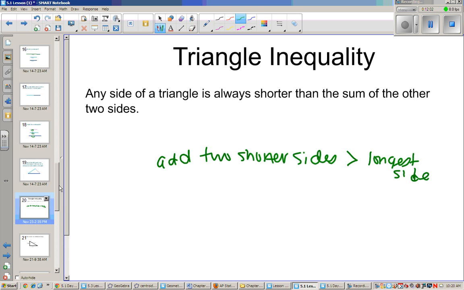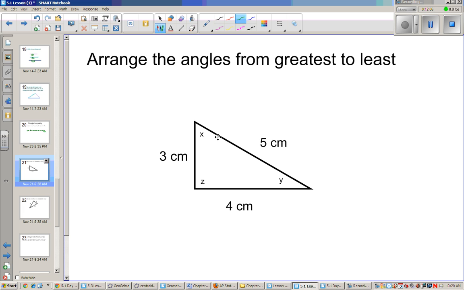Okay. And then we're going to look at ordering triangles. Okay. If we know the sides, we also know something about the size of the angles. All right. So if we look at ordering these angles or arranging these angles from greatest to least, I want you to just pause the video and see what you would think when you look at this. What would be the biggest angle and what would be the smallest? Right? And this is the order I come up with. Z, X, Y.